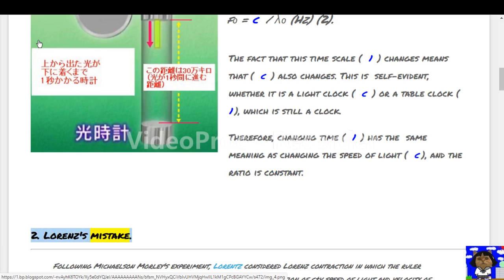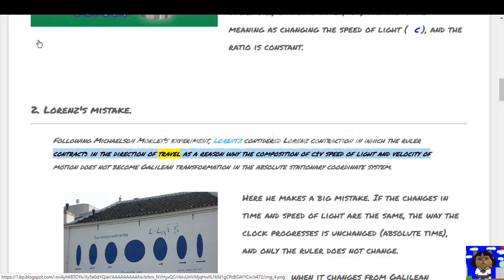2. Lorentz's mistake. Following Michelson-Morley's experiment, Lorentz considered Lorentz contraction, in which the ruler contracts in the direction of travel, as a reason why the composition of c plus or minus v, speed of light and velocity of motion, does not become Galilean transformation in the absolute stationary coordinate system.